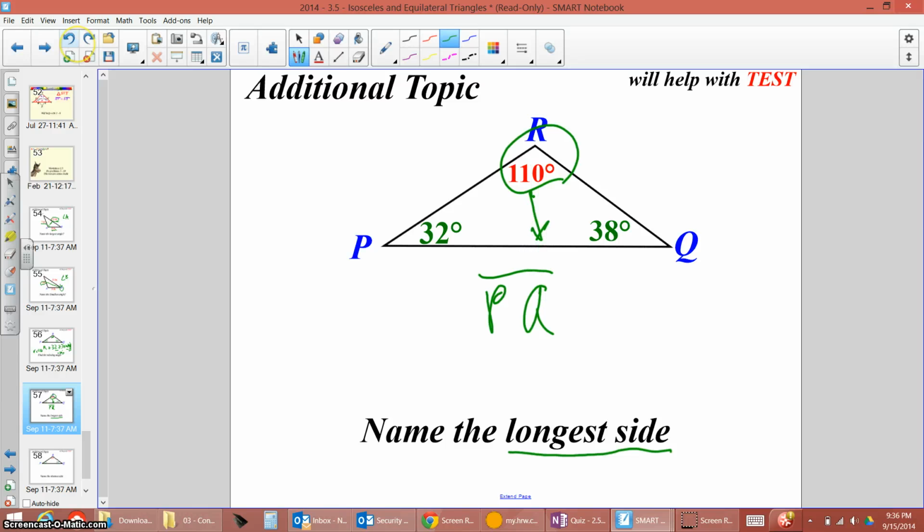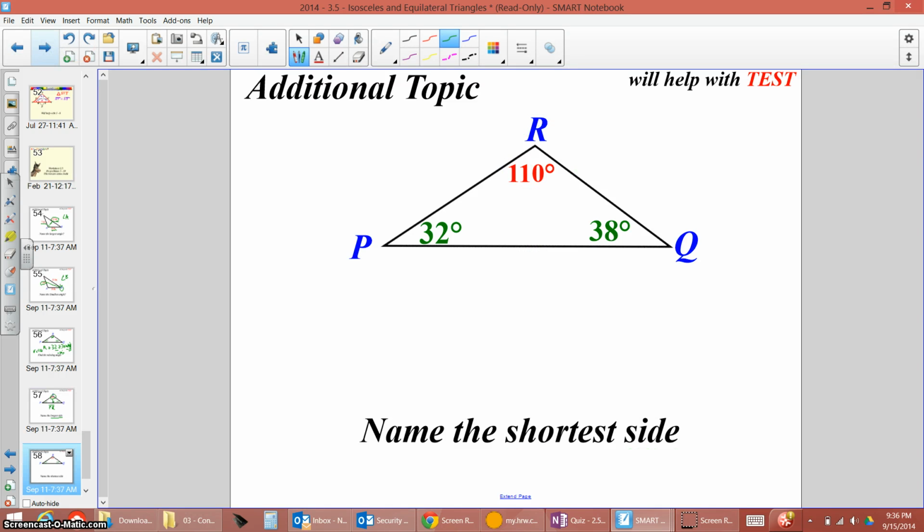See how that works? All right, now, what is the shortest side? Well, if it worked for the biggest angle, we also have to think it will work for the smallest. So we take 32 as the smallest angle. The side opposite of it is RQ. There we go.